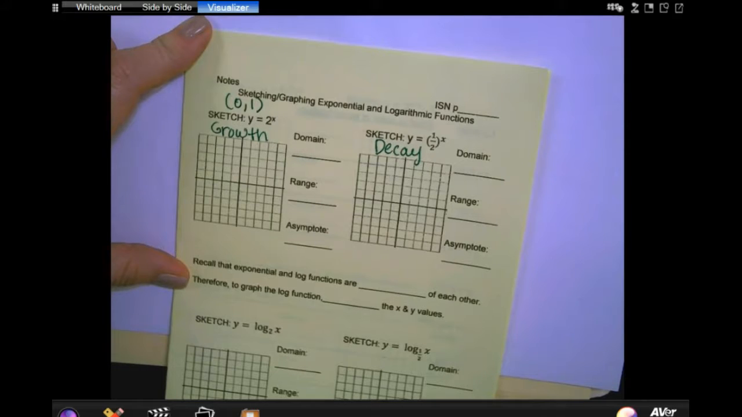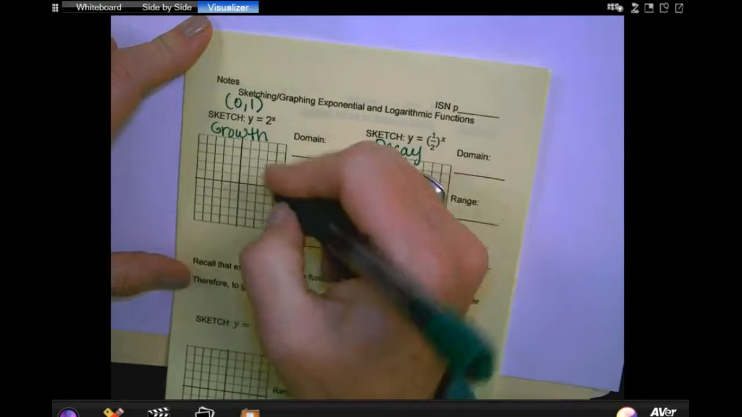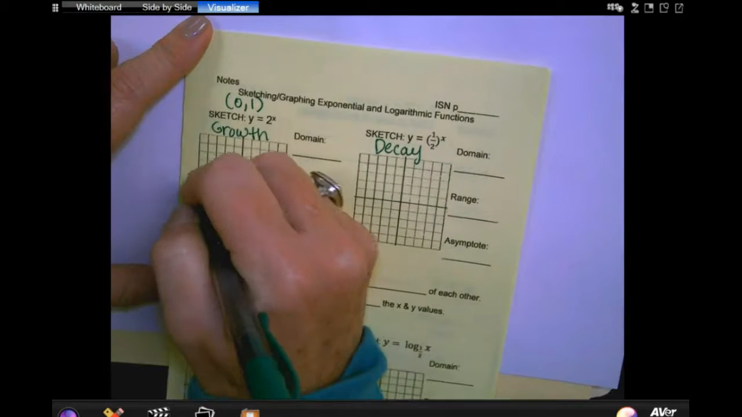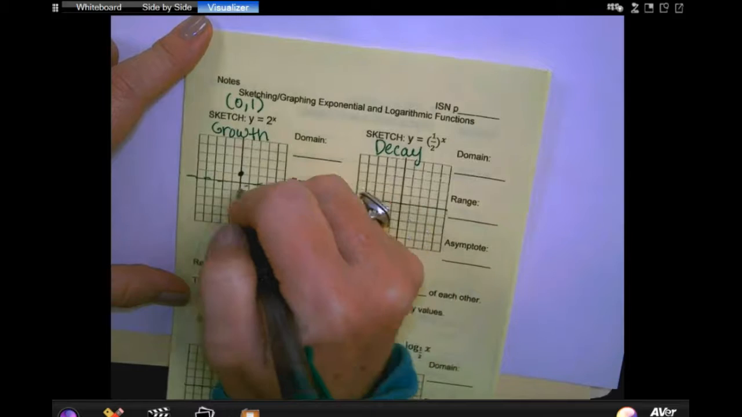So that's the point. You're going to either move it or multiply it, and then you're going to switch your asymptotes, and that's all you're going to do. So the 1 point and the asymptote. If I do that, I know I have this point right here, and I have an asymptote right here.